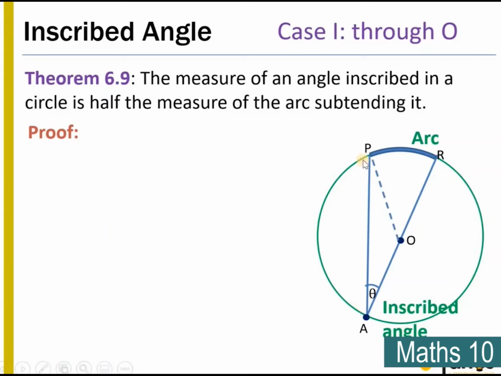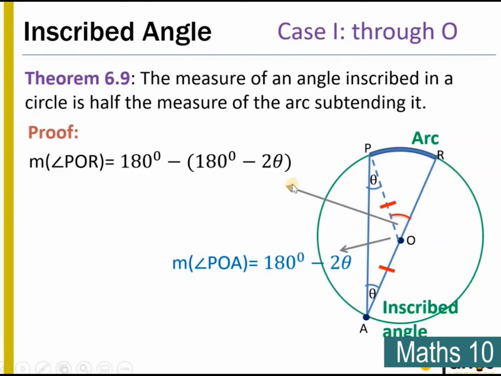If we draw in a line from O to P, then we know that these two lines, OP and OA, are equal in length because they are both radii. So we know we have an isosceles triangle, and angle OPA is also theta. Therefore, this angle is 180 minus 2 theta, which means that this angle is 180 minus (180 minus 2 theta), because we have a straight line. And that simplifies to 180 minus 180 plus 2 theta, which is 2 theta.